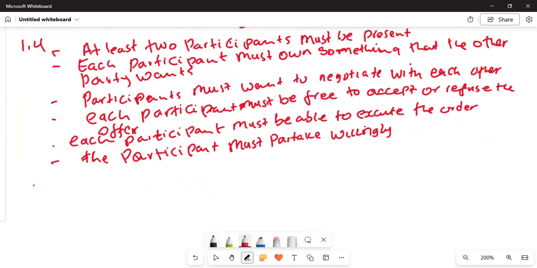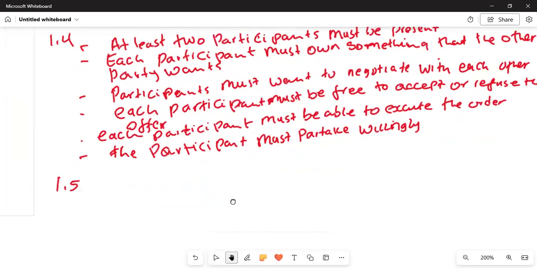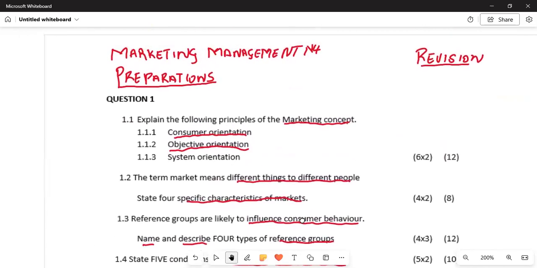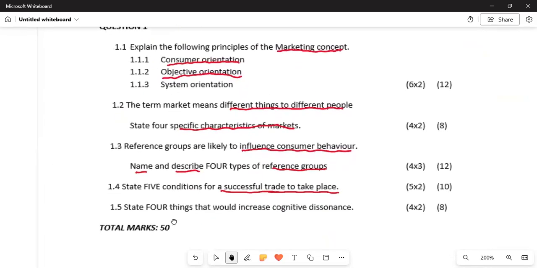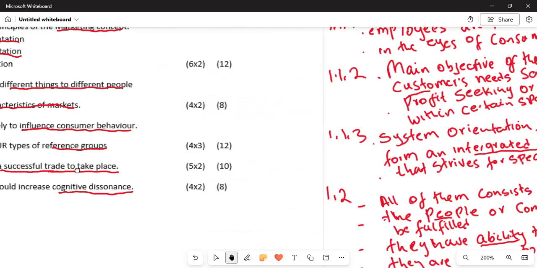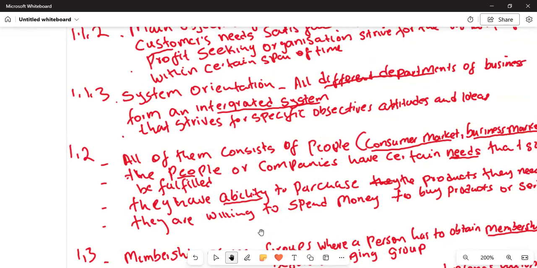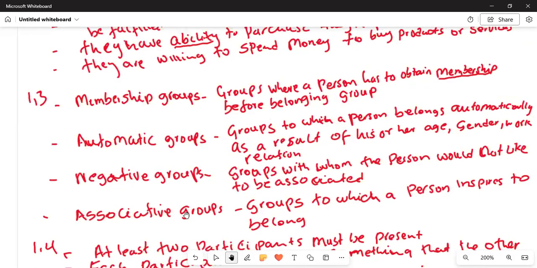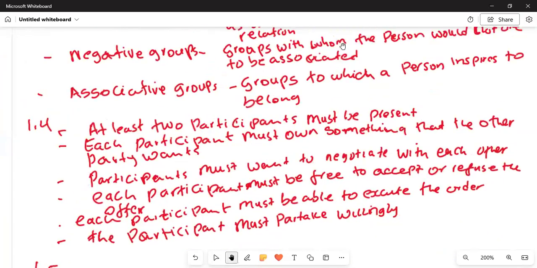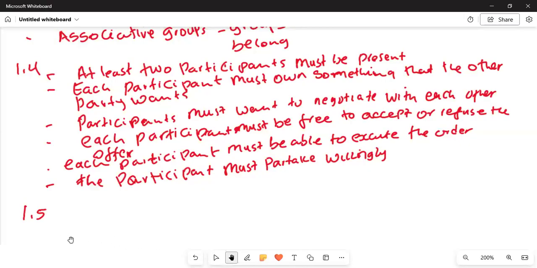So now let us come to 1.5 as our last question, which reads as follows. State four things that will increase cognitive dissonance. So we are to attend to that question.